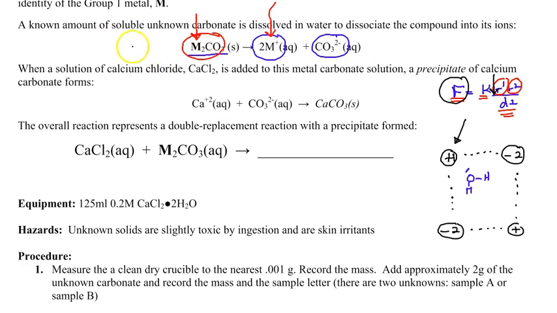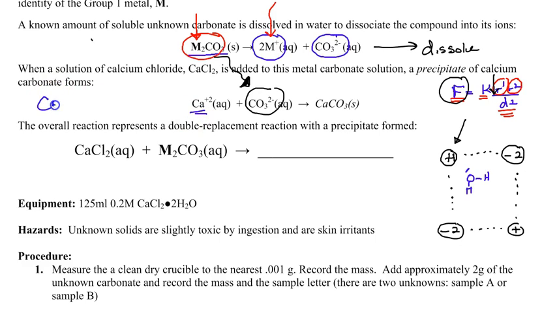So all group 1 ions are soluble, and so these sodium or potassium carbonates are soluble. They're going to dissolve in water and make what we call free ions. So what are we doing here? Well, we're going to first dissolve this metal carbonate. And then the cool part is that we're going to precipitate out the carbonate that comes off from the metal carbonate using calcium chloride.